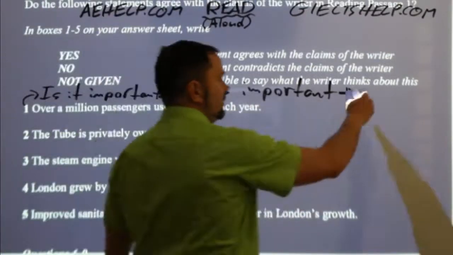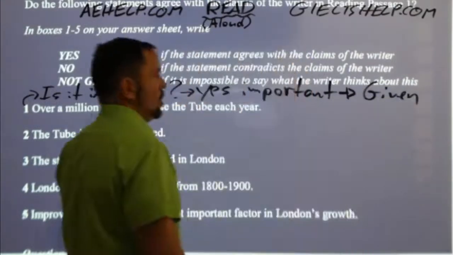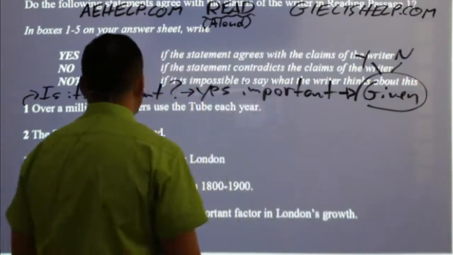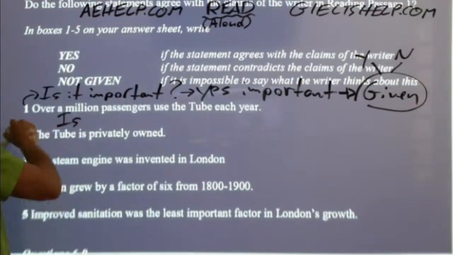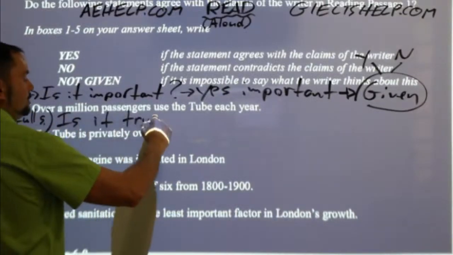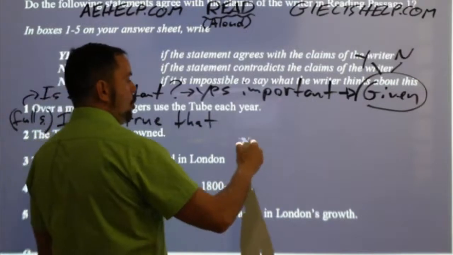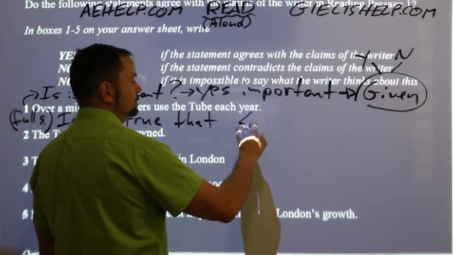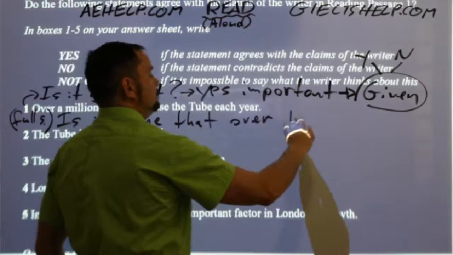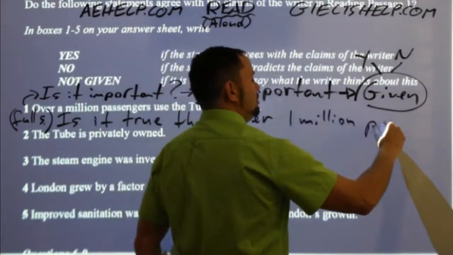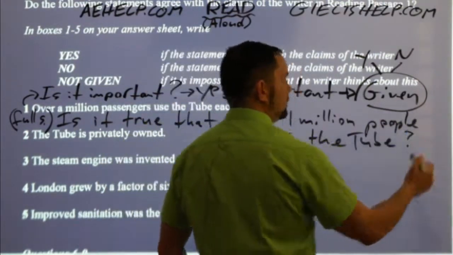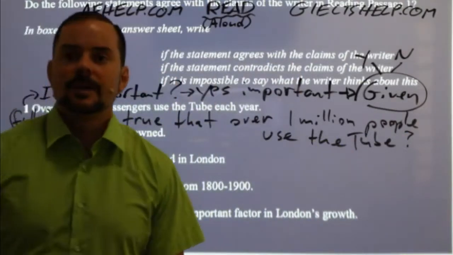So is it important? Yes, it's important, so it's given. Okay, so we know it's given. Okay, so it's going to be either a yes or a no. All right. Now we ask the second question. Is it true? Full sentence here. Okay, full sentence. Is it true that over 1 million people use the tube? So is that true? Okay.